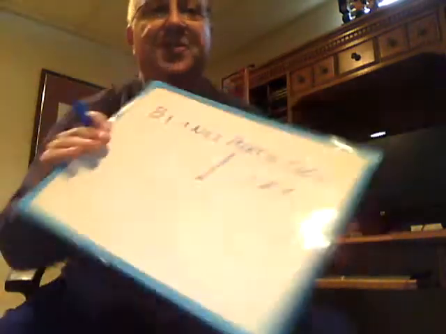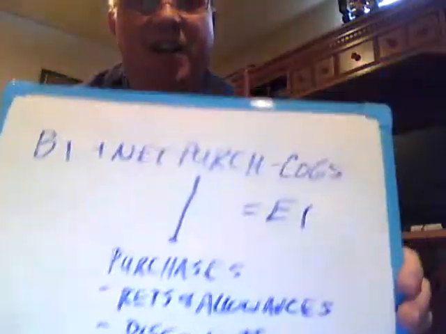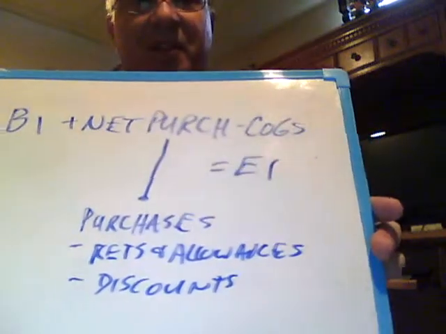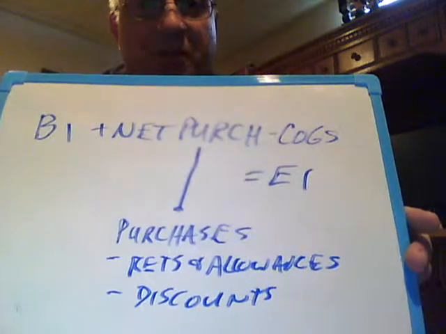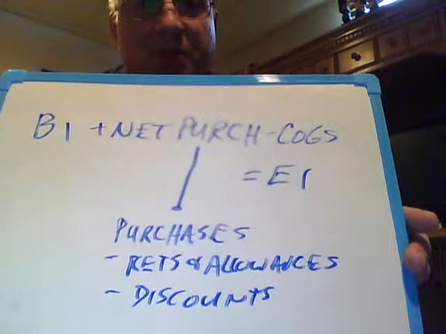And remember that net purchases consists of the purchases minus returns and allowances and minus discounts. So all that is tied up in the calculation, because if you get net purchases, you have to recognize not just the gross amount of purchases, but subtracting any returns and allowances and any purchase discounts.